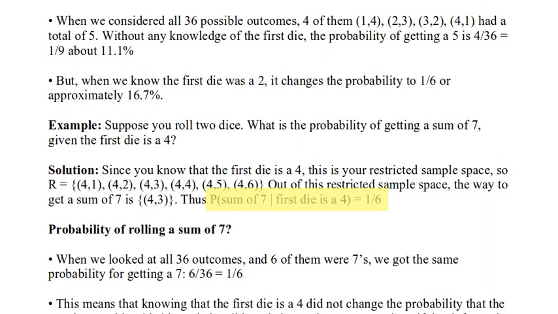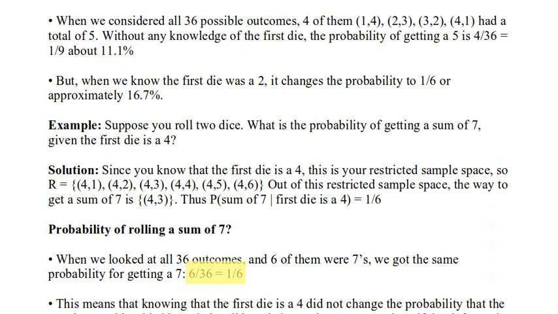Now we have to go through this again and find the probability of rolling a sum of 7. That will tell us whether the probability changed by knowing that the first die was a 4. Notice that when we're asked to find the probability of rolling a 7, we need to consider all 36 outcomes. So the denominator is 36 again. Of those, 6 of them had a sum of 7, so we got the probability of 6/36, and 6/36 simplifies to 1/6. So that means that the two probabilities are the same.